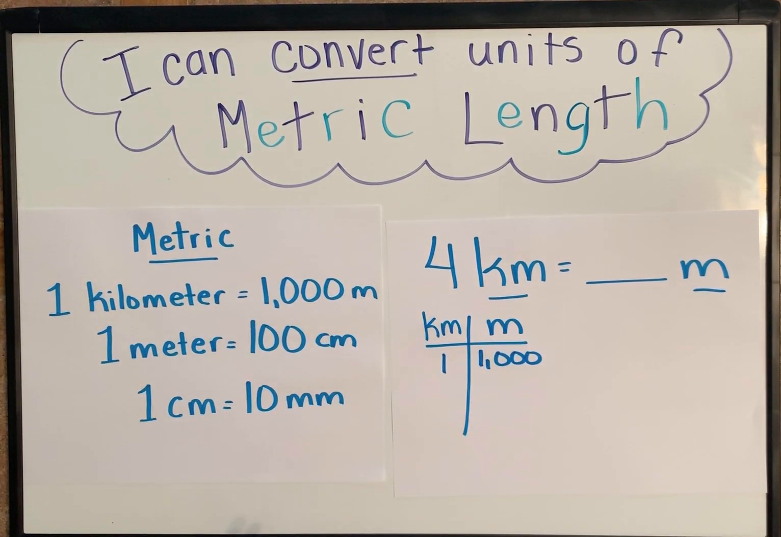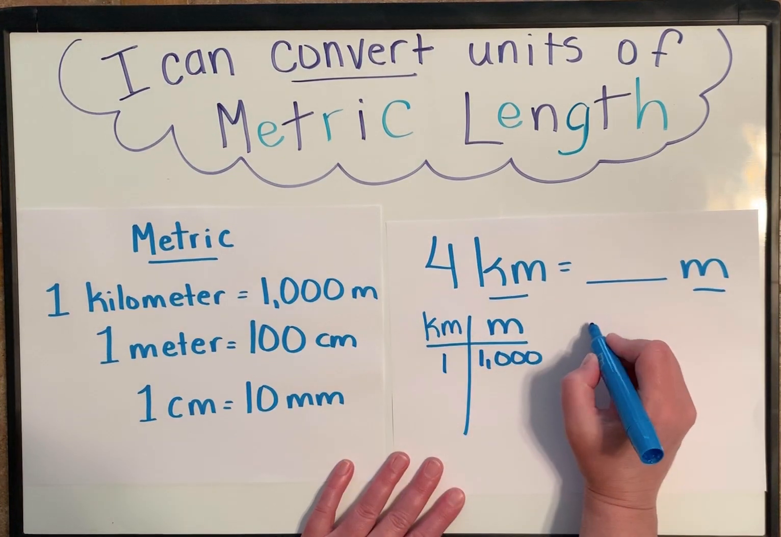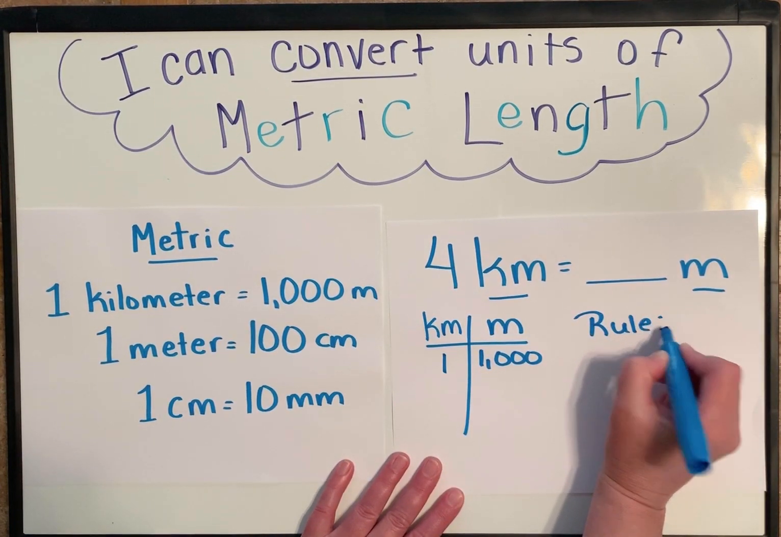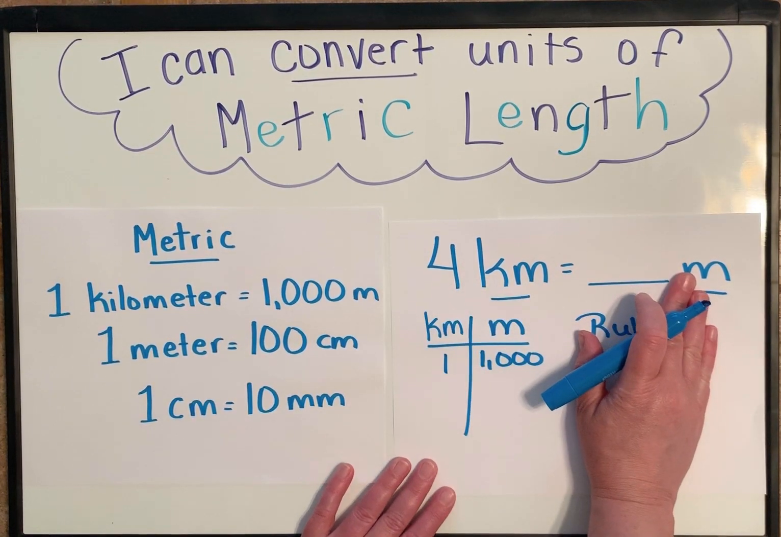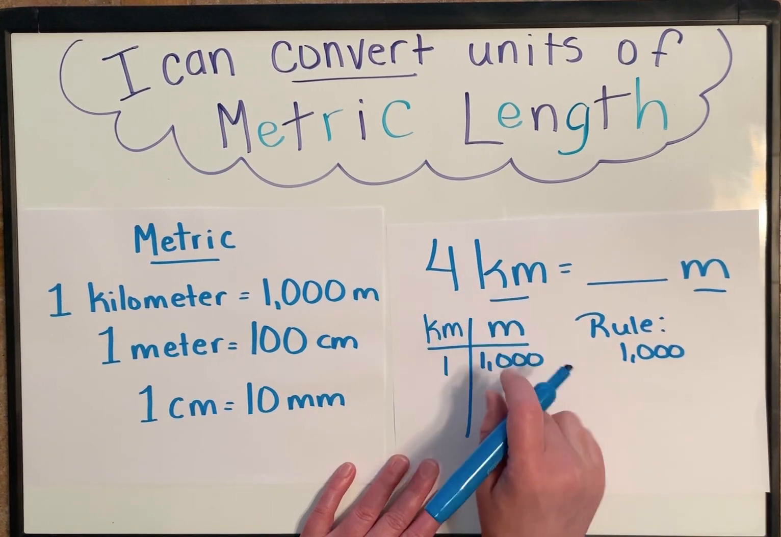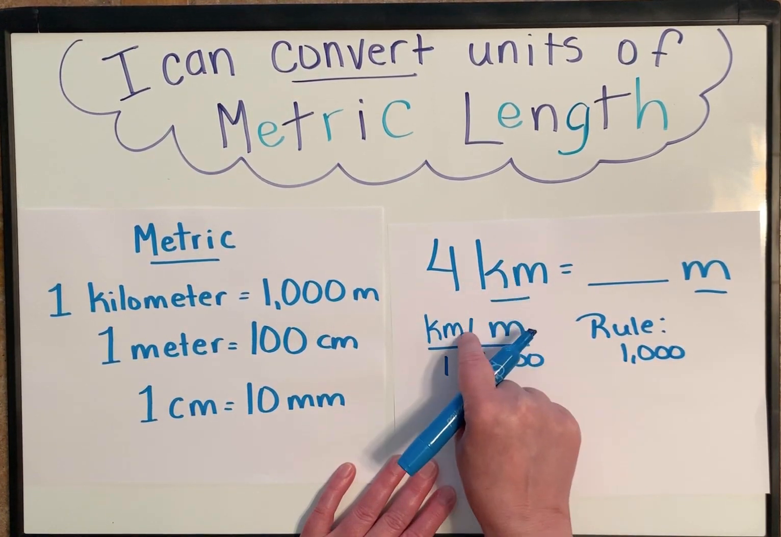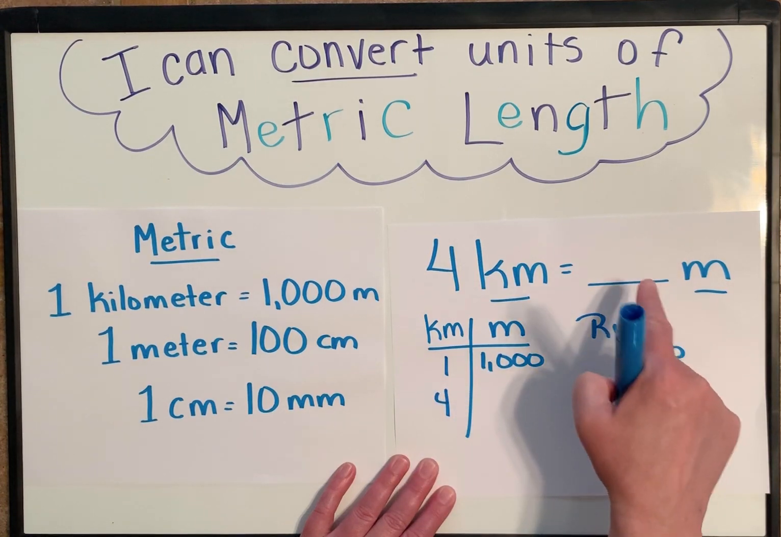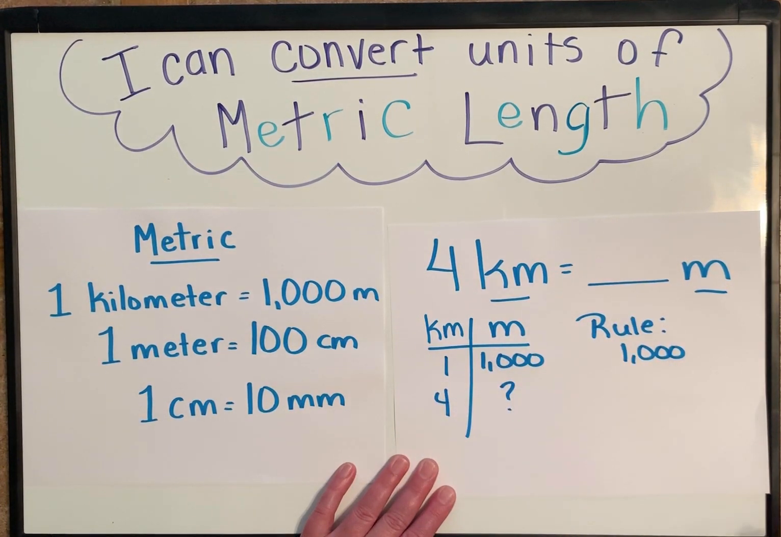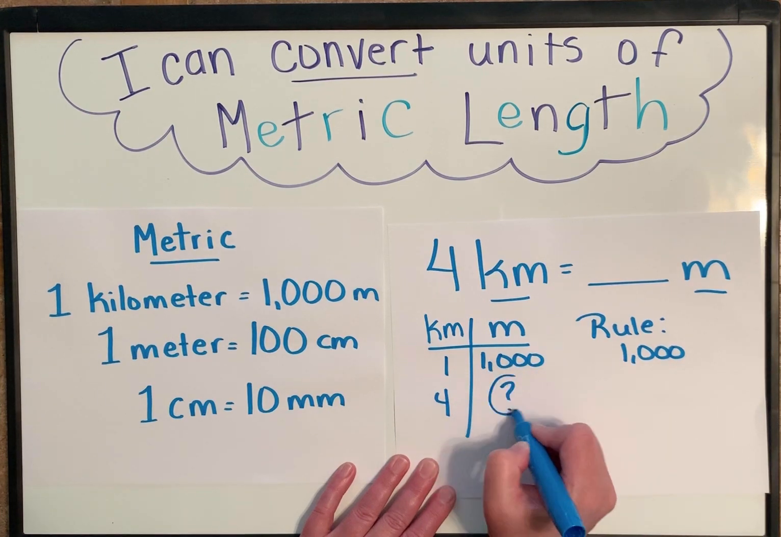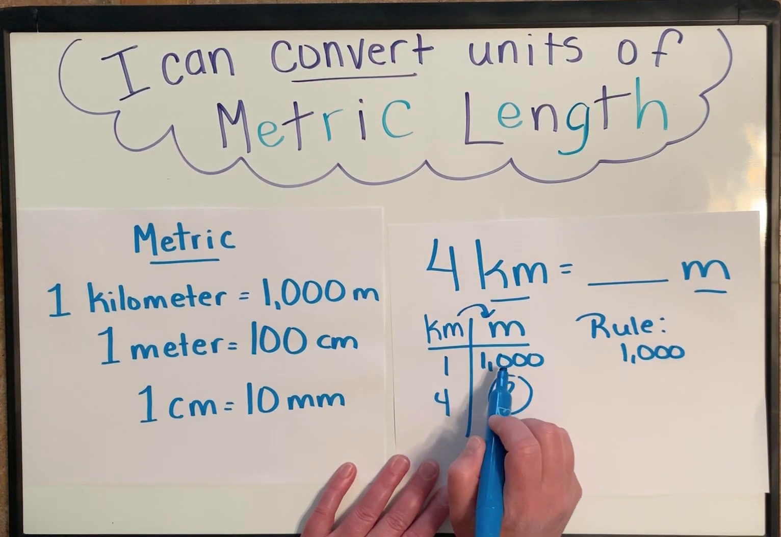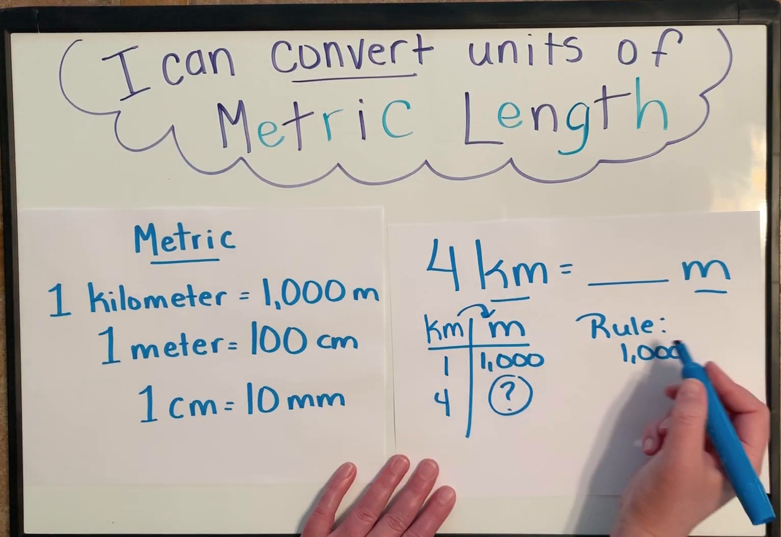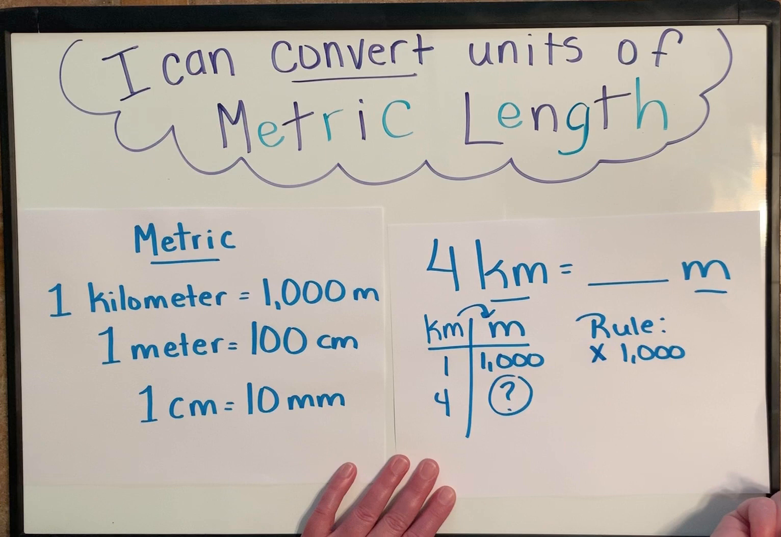Okay. Now, I know my rule is going to be something 1,000. I do not know yet which direction I'll be going till I fill in my second set of numbers. So I have kilometers, so let's fill that 4 in on our kilometers side, make sure that matches. And this is my unknown. So I'm trying to get to here, so that tells me I'm going this way on my chart. How do you get from 1 to 1,000? Did that go up or did it go down? That number went up. So my rule is times 1,000.